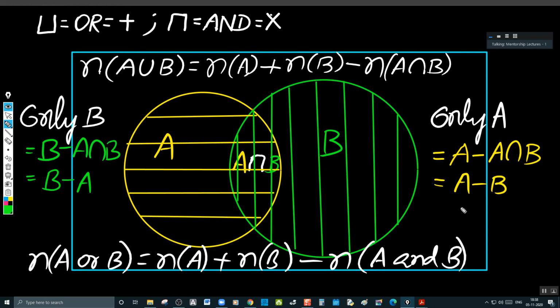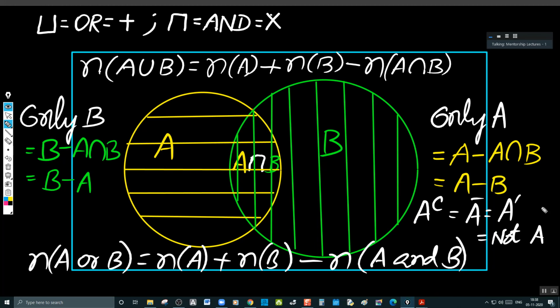Similarly, A complement. We write it as A complement with power C. We read it as A complement, and it is also shown like A bar, or A dash also. All these are same. It is to be understood that A complement means verbally you have to understand, not A.